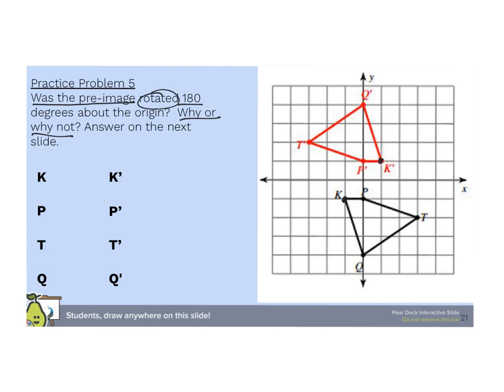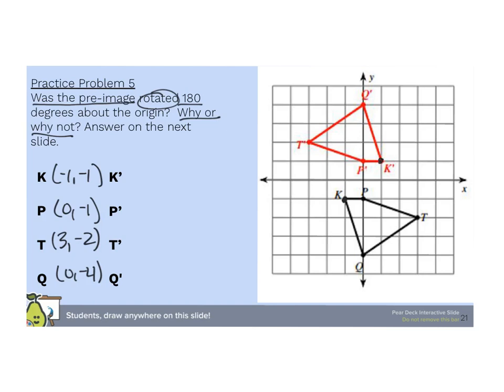So point K is at what? -1, -1. P is at 0, -1. T is at 1, 2, 3, -2. Q is at 0, -1, 2, 3, 4. I'm going to switch colors.